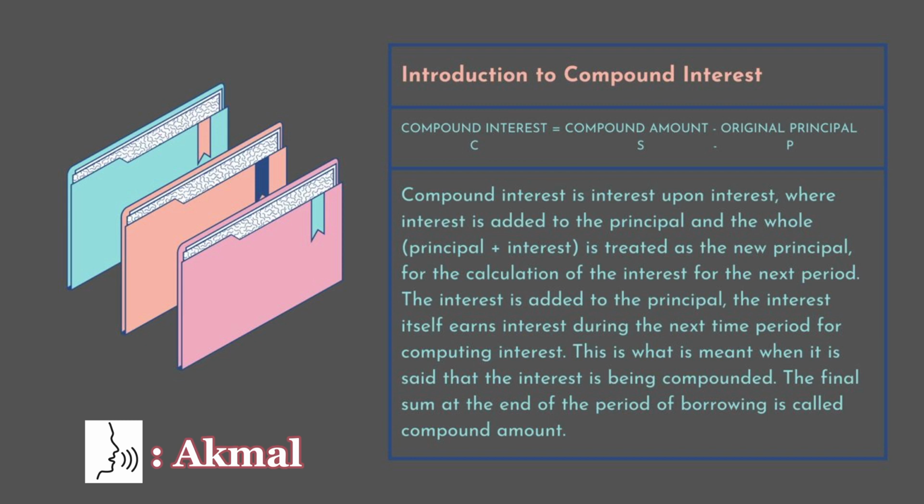For the calculation of the interest for the next period, the interest is added to the principal. The interest itself earns interest during the next time period for computing interest. This is what is meant when it is said that the interest is being compounded. The final sum at the end of the period of borrowing is called the compound amount.